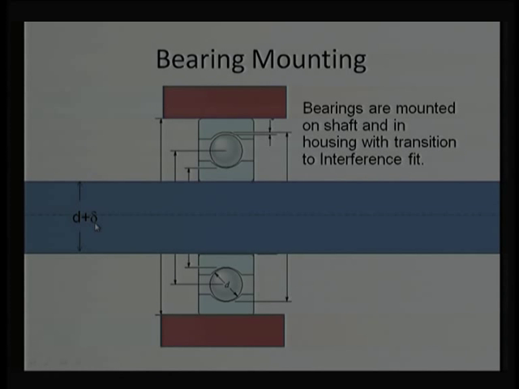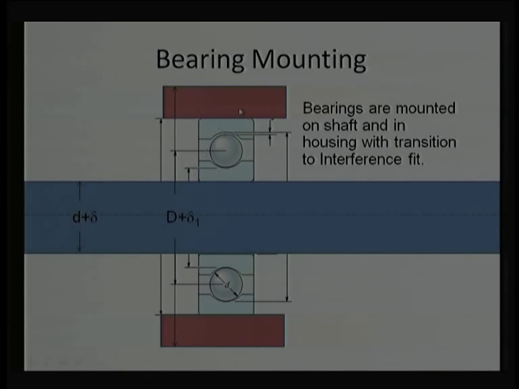That may be 1 micron, 2 micron, 10 micron, 20 micron, depending on what kind of interference we need. And when this larger diameter is pushed into a bearing bore of diameter D, there will be some deformation and contact pressure, and that contact pressure is going to keep the shaft and inner ring intact together. But it is going to cause some deflection of the inner ring, and that is going to cause some reduction in the available clearance.